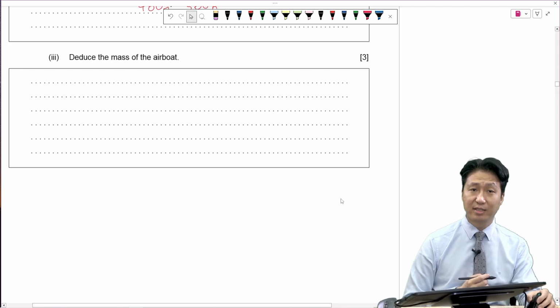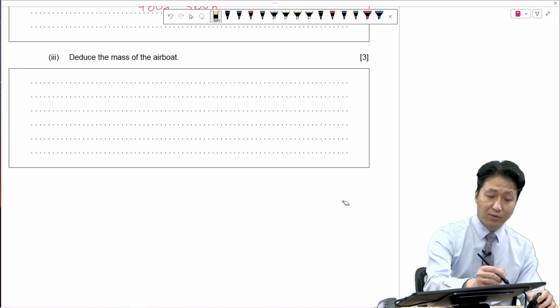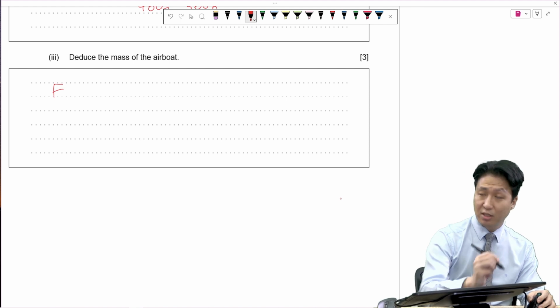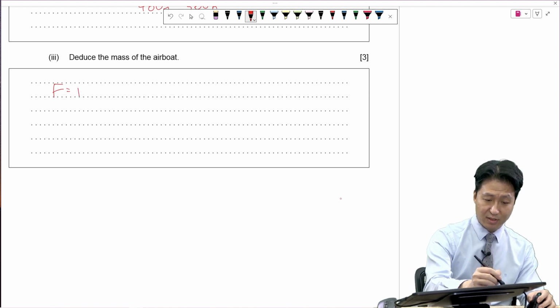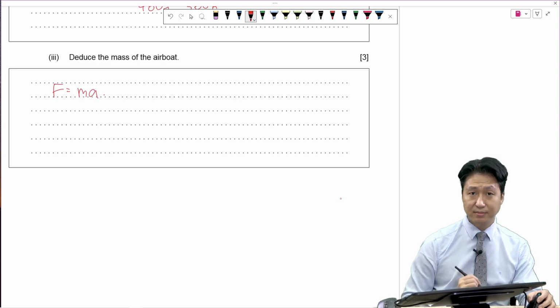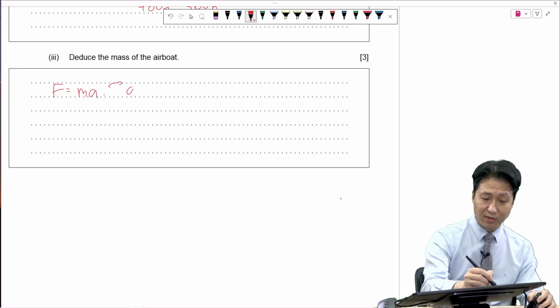Part 3 says deduce the mass of the airboat. What you can do is you can get the force. We know the force is equal to the mass times acceleration. So in order to find the acceleration, you have to get the force per mass. Sorry, to get the mass, you need the force over the acceleration.